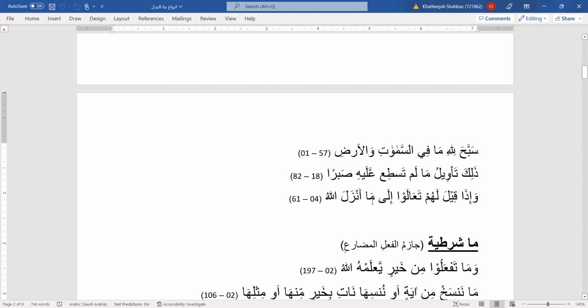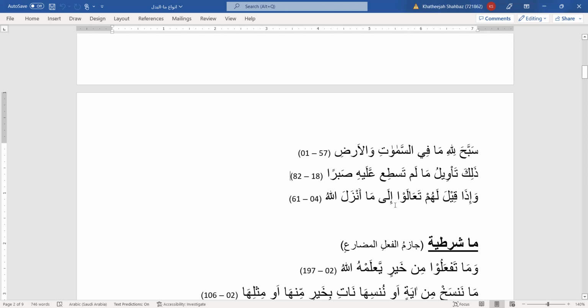So there's ma here. This is ma mawsula. Anzalallahu is a jumla fi'liya, which is its sila. After this, it will be jumla ismiya, sometimes jumla fi'liya, sometimes jar majroor. And what do you mean by muhalla? Muhallan means at the place. Muhallan marfu means at the place of marfu. Muhallan majroor means at the place of majroor.